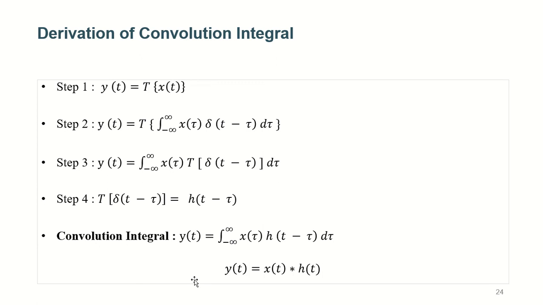So what will be left is y of t equal to x of t and h of t. Both of these formulas are nothing but your convolution integral. To represent it in simple form, we write y of t equals x of t, and this symbol is the convolution symbol. It's not a multiplication symbol here. So y of t equals x of t convolved with h of t. That is your derivation of the convolution integral.